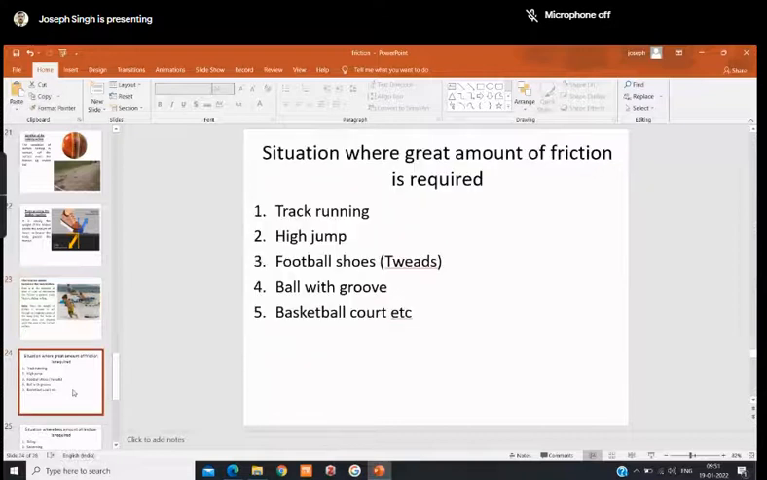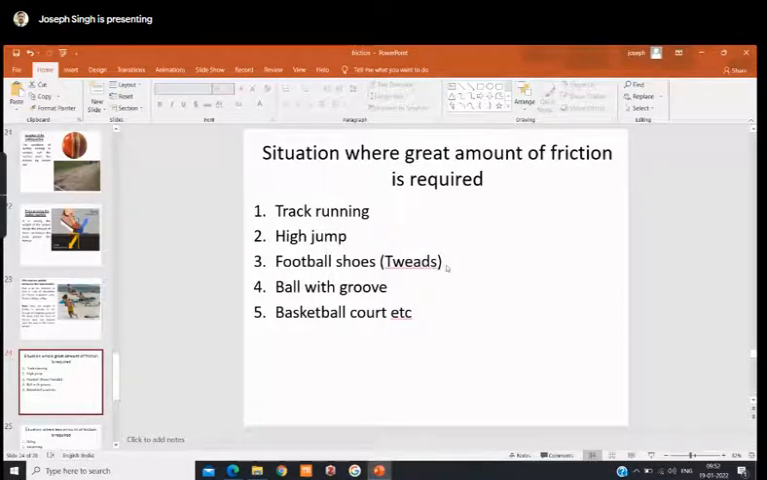Yes, sir. The situation where a great amount of friction is required. Here we need more friction so that movement can take place. We don't need less, we need more. Just like track running, we need more friction because of the surface and because of the shoes you are wearing. In high jump, you wear shoes with spikes at both ends, front and behind. Football shoes too, to maintain balance.